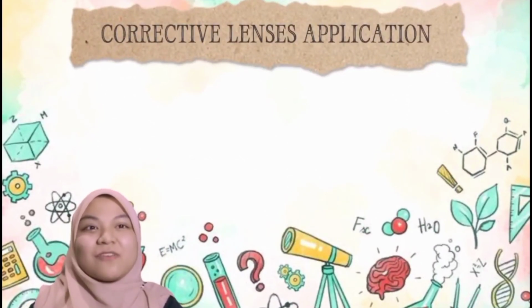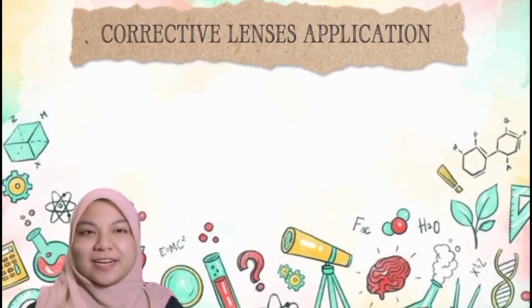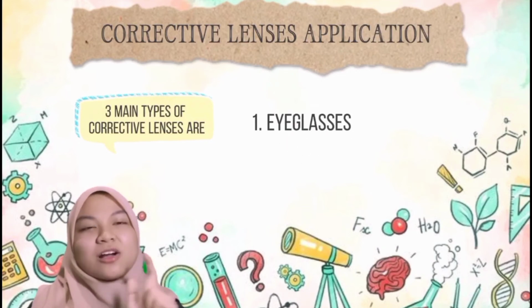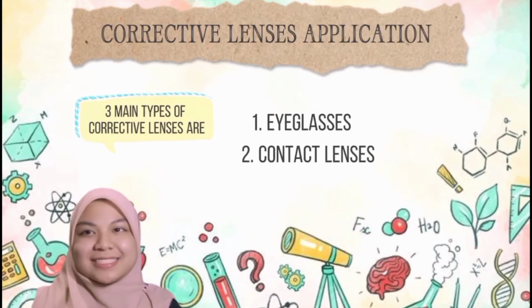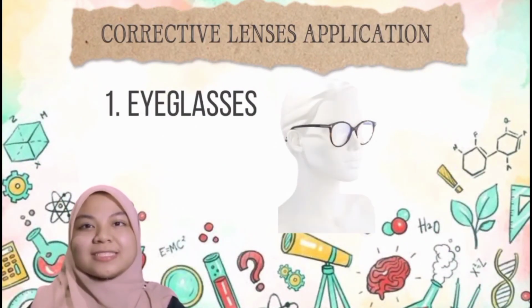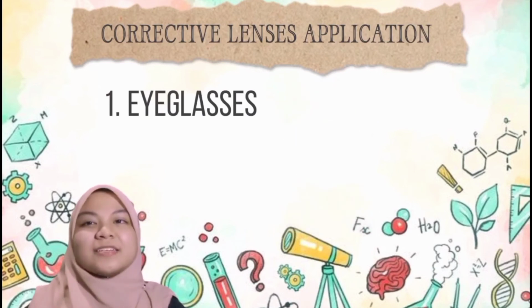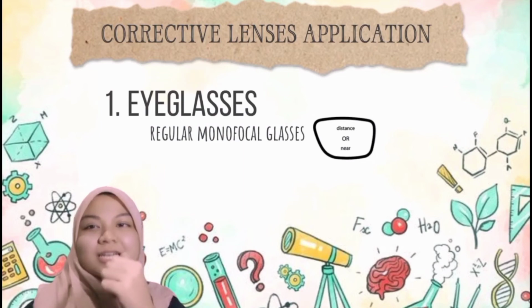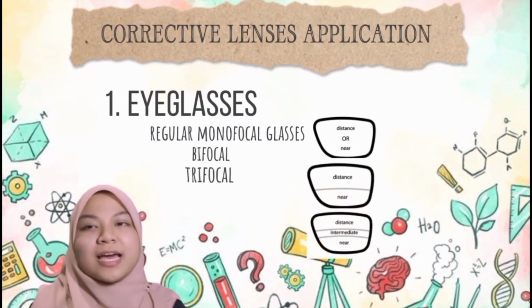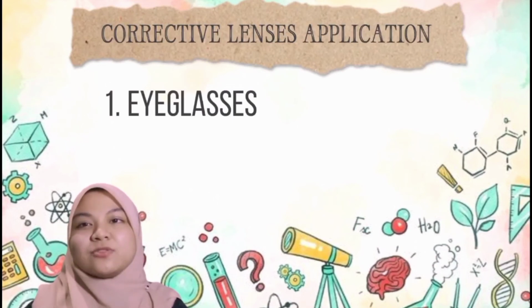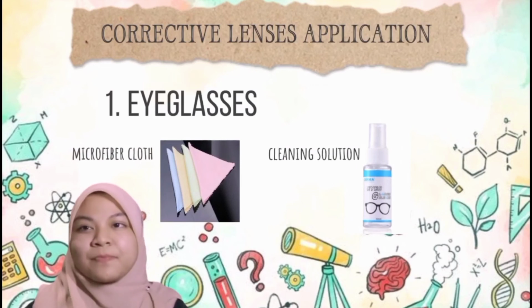There are many applications of corrective lenses in our daily lives, but the three main types of corrective lenses are eyeglasses, contact lenses, and intraocular lenses. Eyeglasses are corrective lenses that are worn on the face a short distance in front of the eye. There are several types of glasses, primarily regular monofocal glasses, bifocal, trifocal, and progressive lenses. All types of glasses need to be cleaned regularly with a microfiber cloth and cleaning solution.